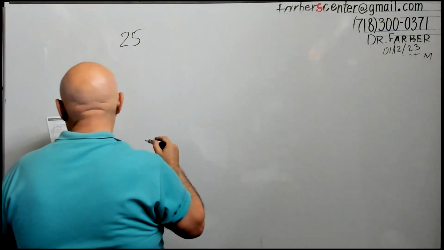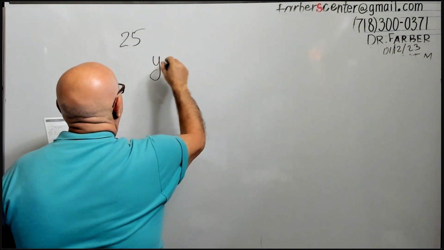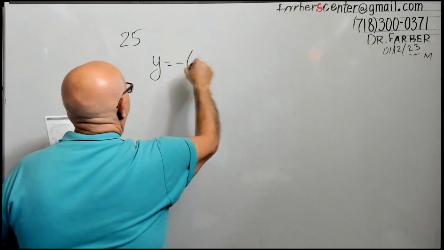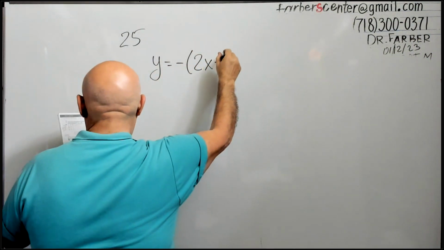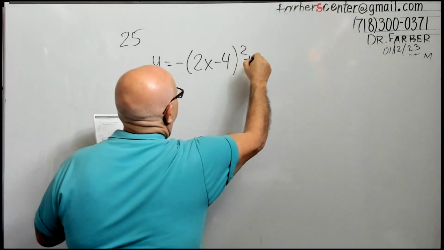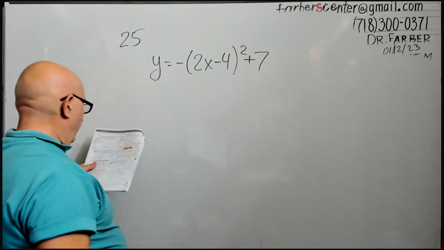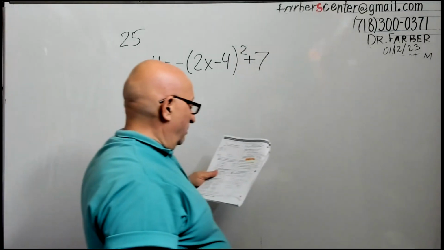They give the equation y equals negative 2x minus 4 to the second plus 7. Which of the following statements is not true?